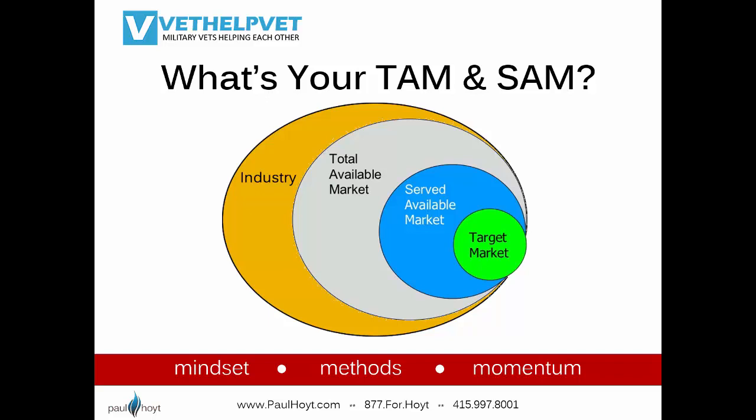Your total available market would be what you are able to serve if you had no competition. And your served available market is what you'd be able to serve if you were able to hit the maximum production capacity of your particular company. So the total available market might be everybody who works in that office building is available to you, but you can only serve 1,000 of them a day. So your served available market would be much less than the total available market.